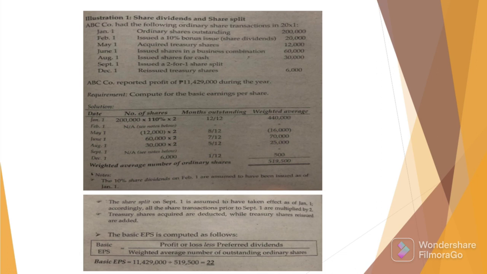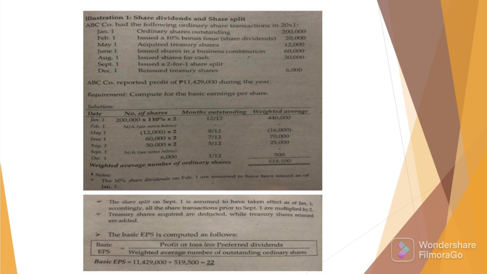So, yung May 1, nag-acquire ng treasury shares. Kaya 12,000 loss or deducted ng 12,000 to. Kasi, ang rule is kapag treasury shares, dinededuct siya. So, negative 12,000 times 2. Times 2 pa rin kasi nga doon sa share split. Months outstanding. From May 1 to December, ilan yung months na outstanding? 8 months over 12. So, negative 12,000 times 2 times 8 divide 12 is equals to negative 16,000.